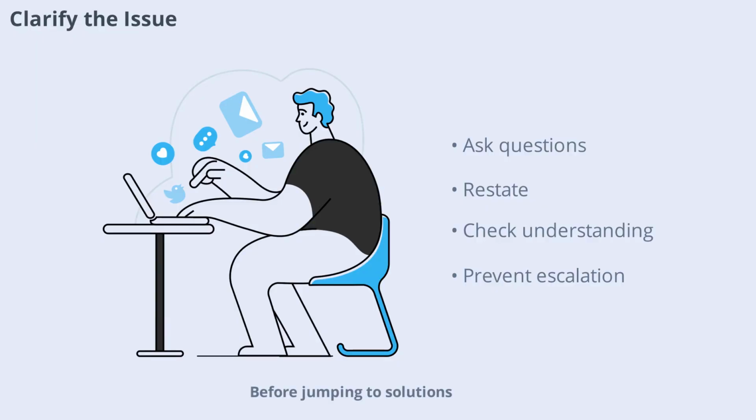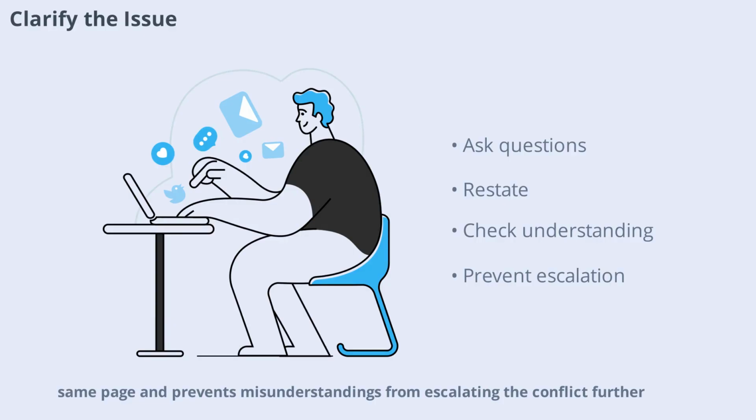Before jumping to solutions, make sure everyone understands what the conflict is really about. Ask questions, restate what you've heard, and check for understanding. Clarifying the issue ensures that everyone is on the same page and prevents misunderstandings from escalating the conflict further.